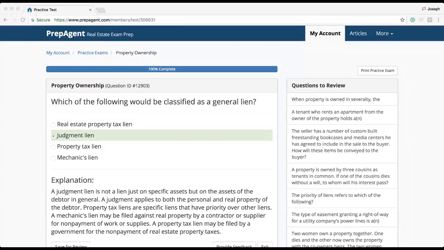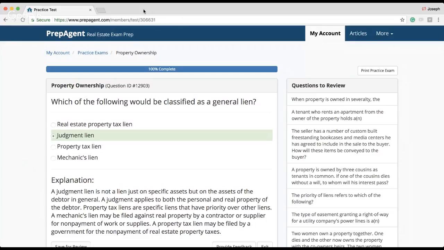All right. Can you guys give me an example of a specific lien? What do you guys think? Mortgage, good. Mechanics lien. All right, property tax. So if you look at the board, they're the ones that are not a judgment lien. So which one's the general lien? Is the judgment lien, leading to this question.